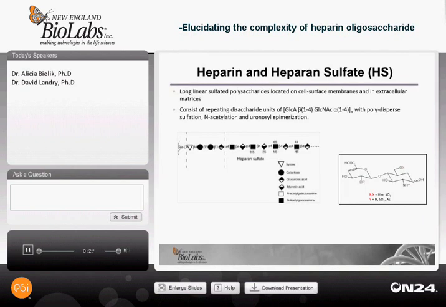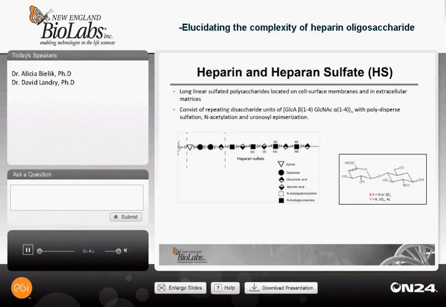I'd like to start with a brief introduction about heparin and heparan sulfate. They are glycosaminoglycans, which are long, linear, sulfated polysaccharides. They're located on cell surface membranes and in extracellular matrices. As you can see in the figure on the left, they begin with a tetrasaccharide linker, which is attached to a serine residue on proteins.